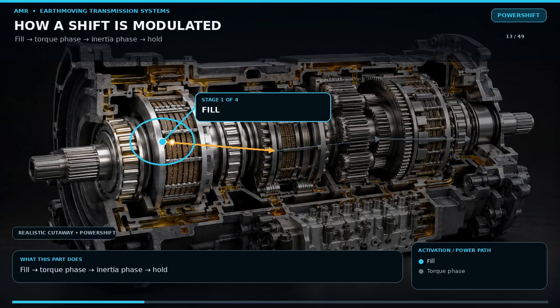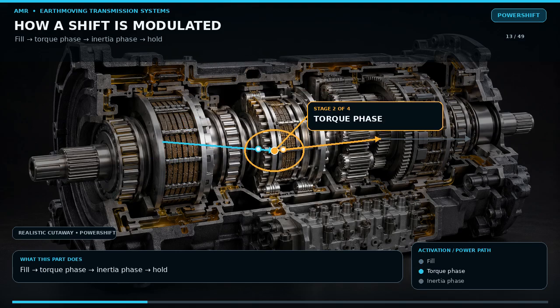A good power shift is a controlled transfer of torque. First comes clutch fill. The controller commands enough current to move the solenoid and quickly fill the empty piston cavity, but pressure remains low until plate clearance is taken up.